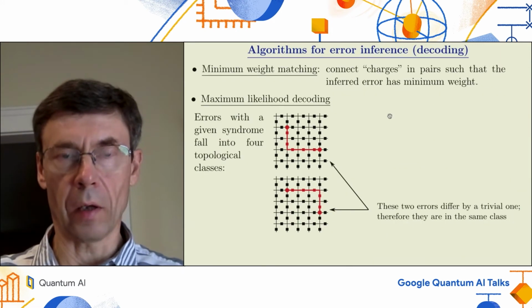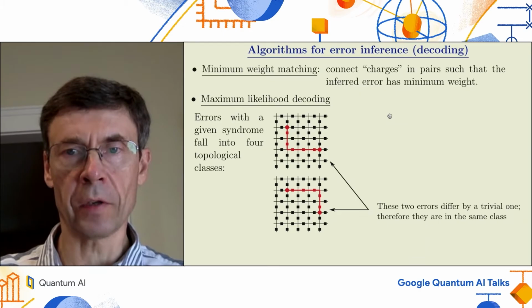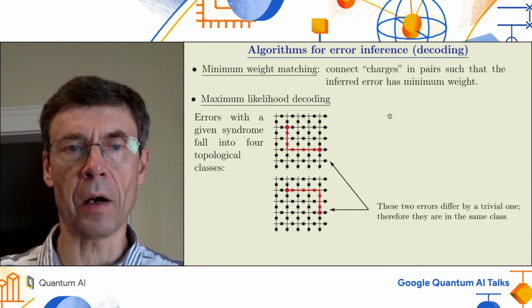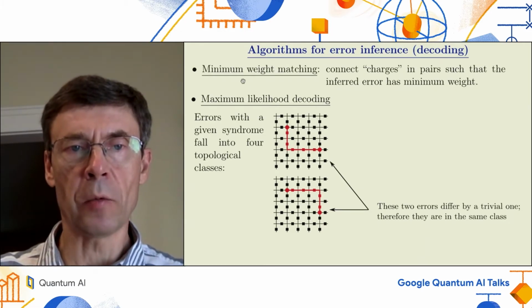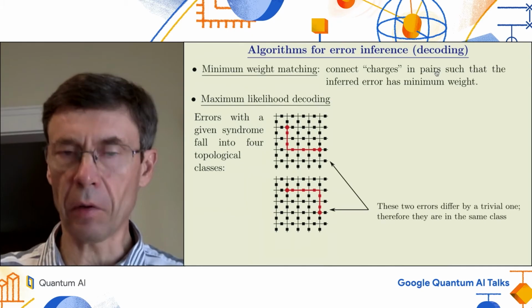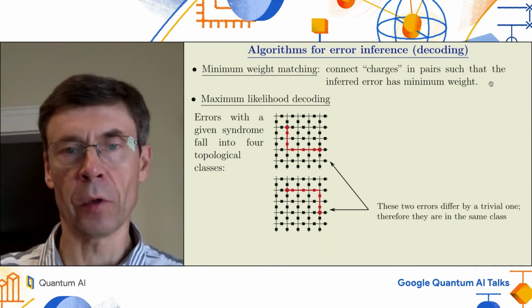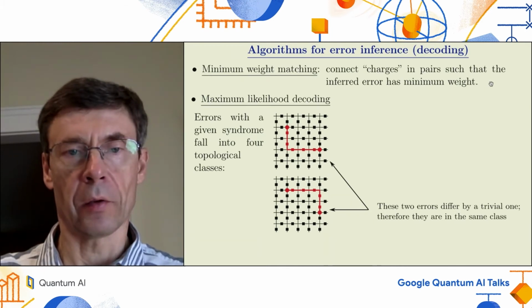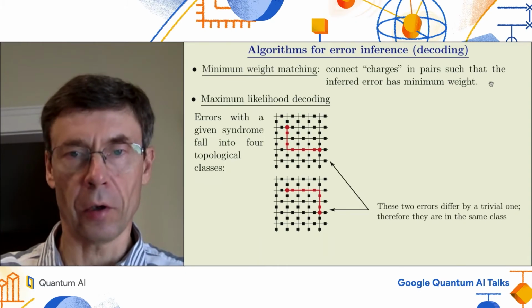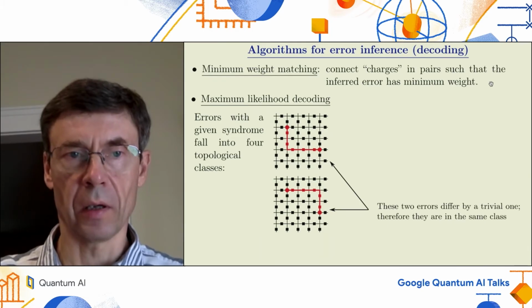Now, the most interesting part in the previous story is the error inference algorithm. There are several algorithms that do that. Some of them are approximate, like the minimum weight matching. The minimum weight matching means connecting charges in pairs such that the resulting graph has minimum weight, minimum number of edges. We want to minimize the number of red edges, the amount of red in the picture. But that is only an approximation.